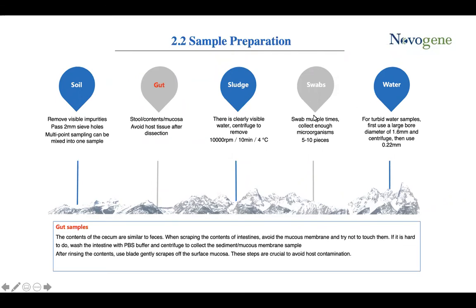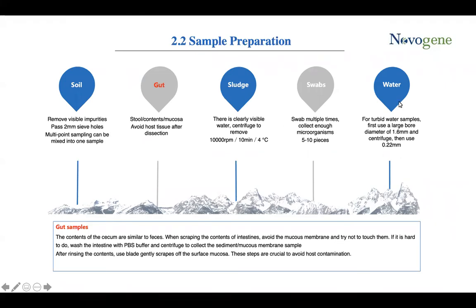And for swabs like the oral cavity swabs, which are often collected now in this period of coronavirus pandemic, we would strongly suggest to swab multiple times to collect sufficient amounts of the microorganism. And commonly, we need 5 to 10 pieces of swabs to meet the requirements of DNA amount in library preparation.